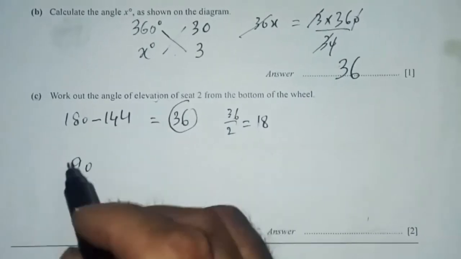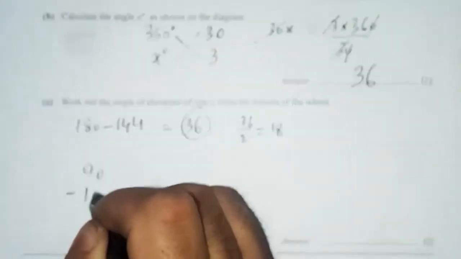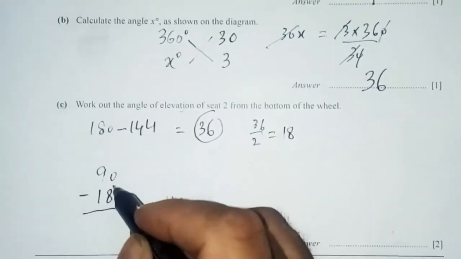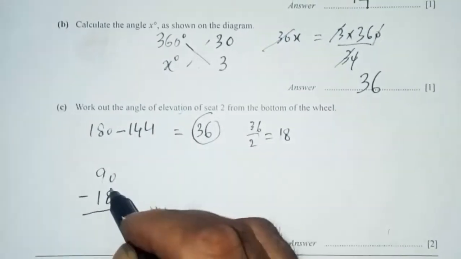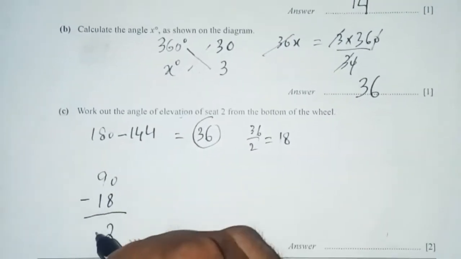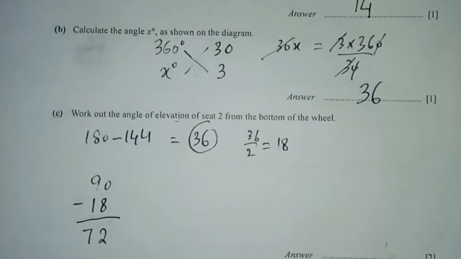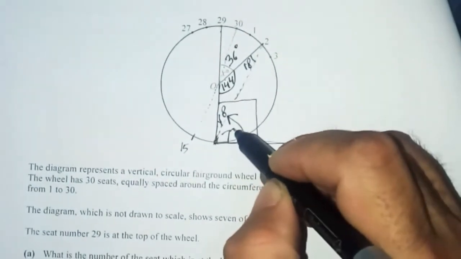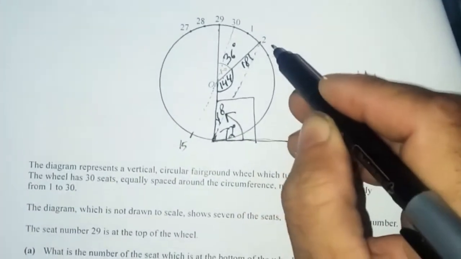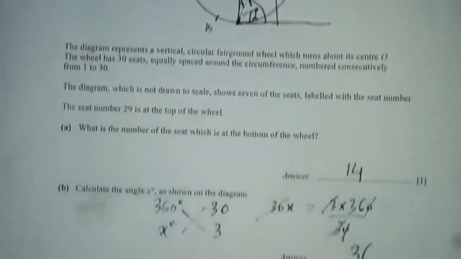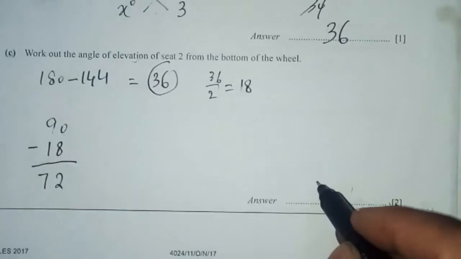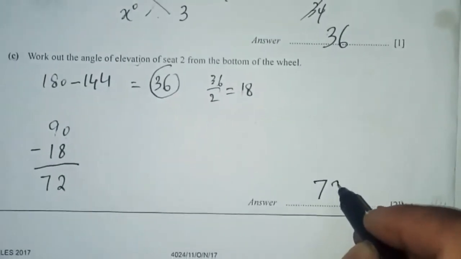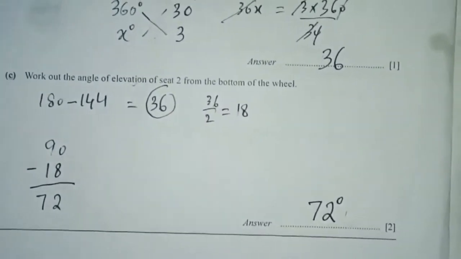90 minus 18, how much is that? We carry 1 here, 0, 2, 8, it is 72. Therefore, the angle here is 72, which is the angle of elevation of seat number 2 from the ground. Therefore, the answer of part C is 72 degrees. Hope you understand this question.